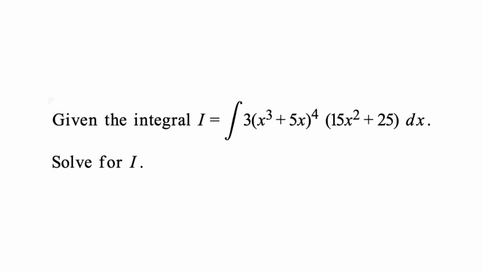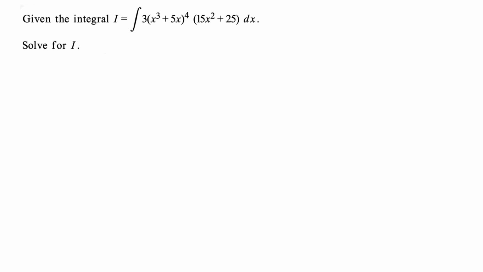So whenever we see a function inside another function, like this x cubed plus 5x inside the power of 4, our first instinct should be U-Substitution. Let's pick our U. Usually pick the inside function. So let's set U equal to x cubed plus 5x. Now we need to find the derivative, du. Using the power rule, the derivative of x cubed is 3x squared, and the derivative of 5x is just 5.